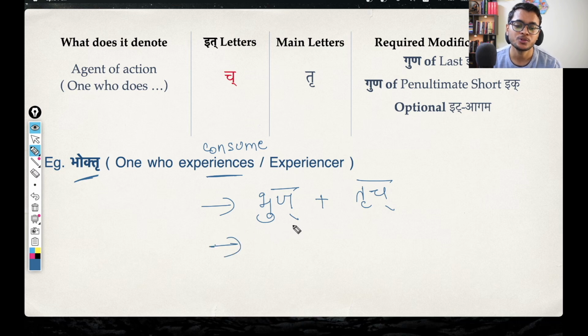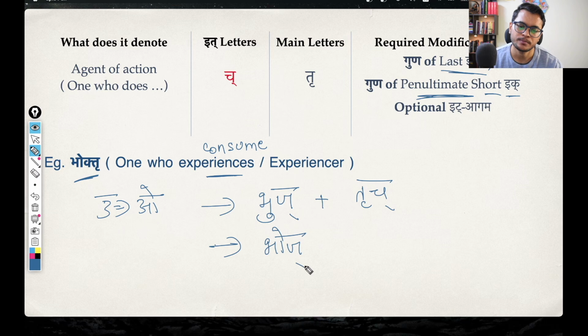You see this dhatu has no last vowel, so that rule is invalid. It ends with a consonant. But this dhatu has a penultimate vowel, the second last is a vowel, and that is this hrasva u. So, guna of penultimate short ik. Since this u belongs to the short ik, the guna will happen. So this u will become o, and this bhuj modifies into bhoj. So you have bhoj plus tr.